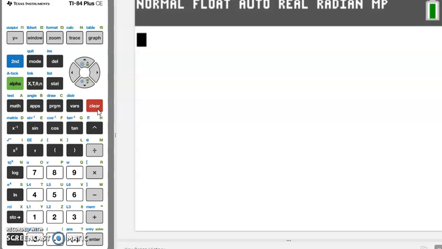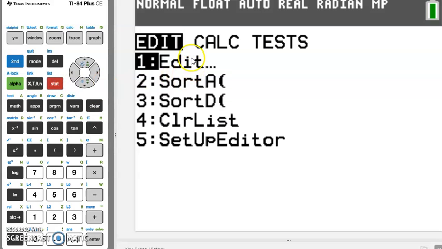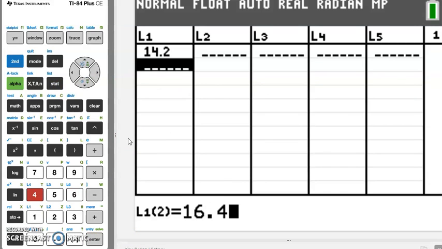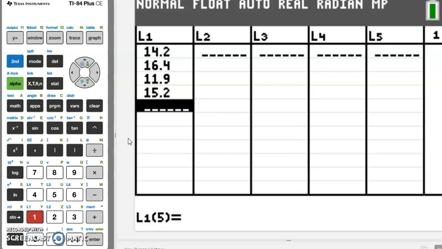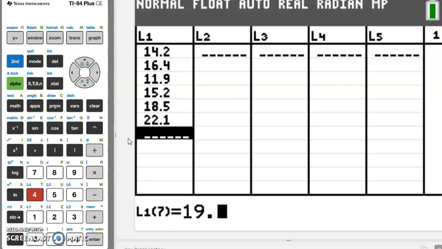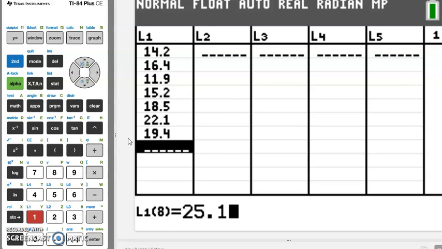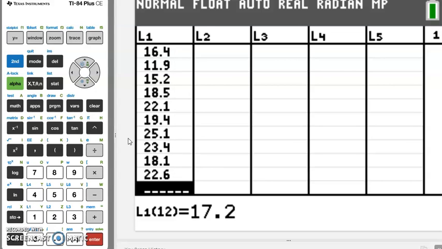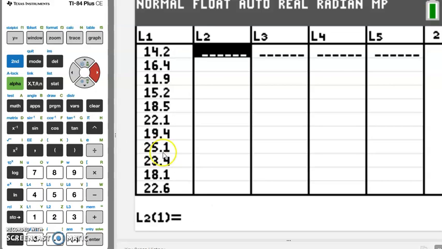So if you do recall, to enter that data, we go in stat, we hit 1 edit, and we put the data in. So we got 14.2, 16.4, 11.9, 15.2, 18.5, 22.1, 19.4, 25.1, 23.4, 18.1, 22.6, and 17.2. Okay? Then we arrow to the right, cursor to the right.